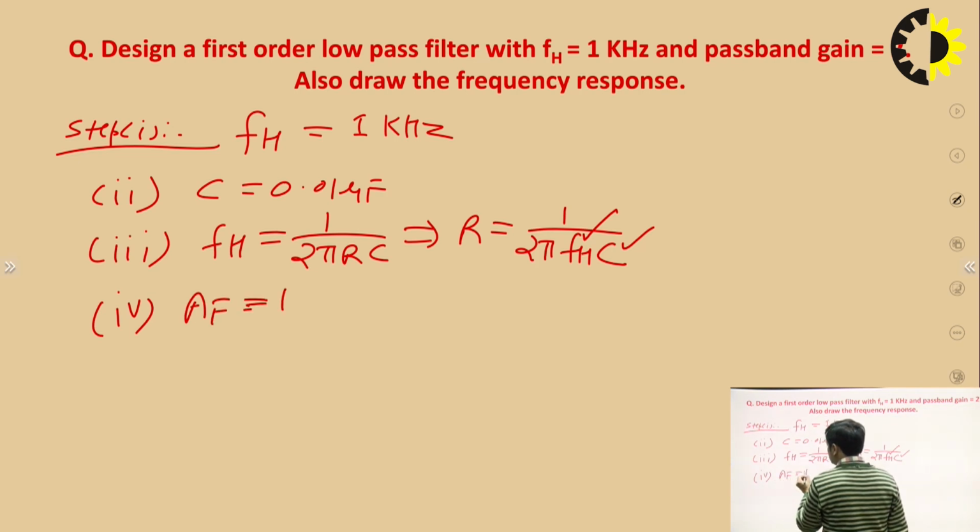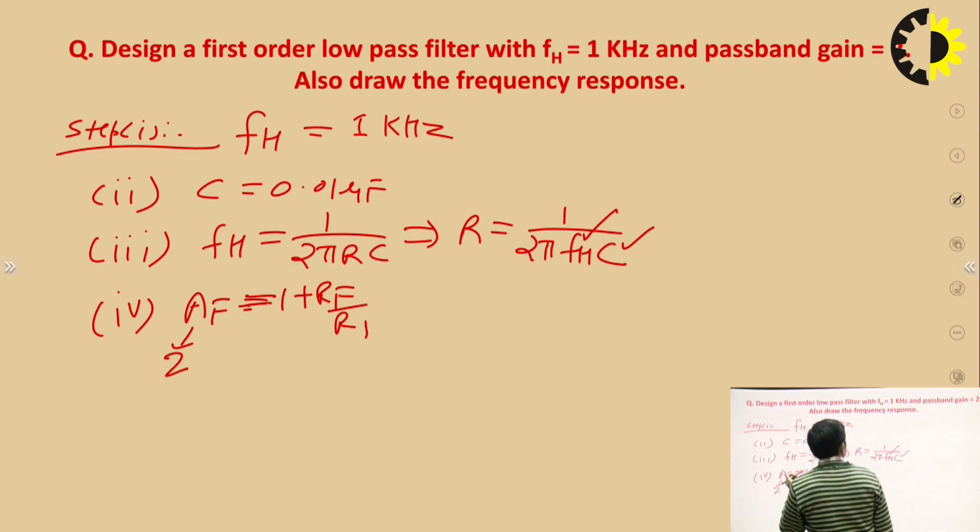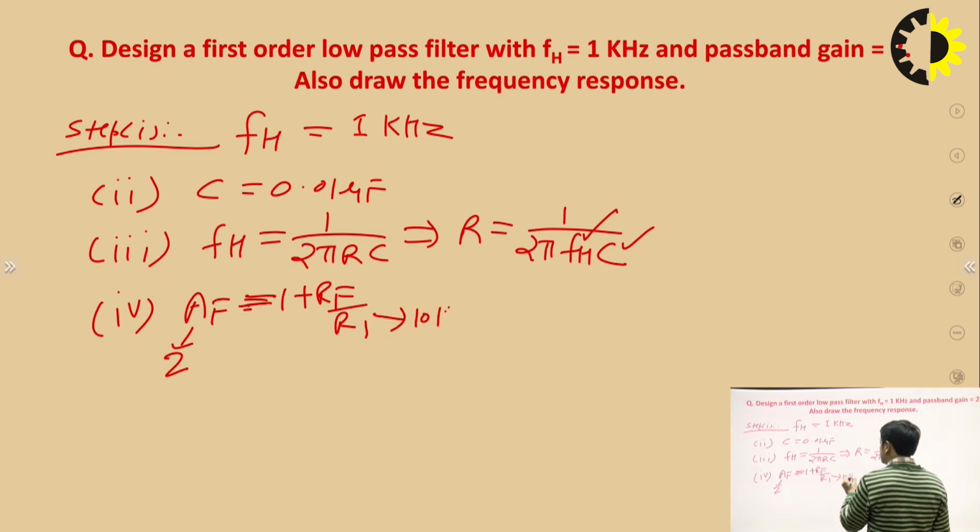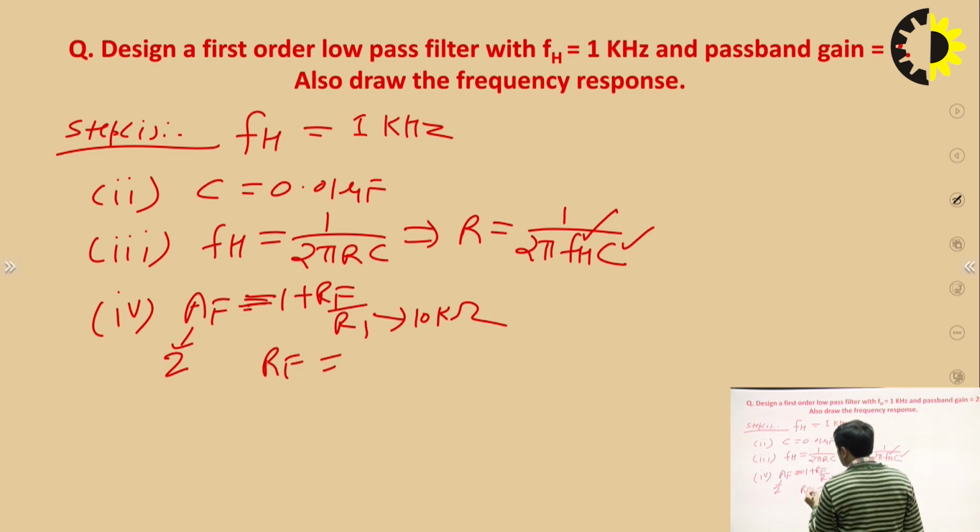AF is equal to 1 plus RF upon R1. Right? AF is equal to 2 in the equation, it is given pass band gain. And let's say R1 is equal to 10 kilo ohm. So what will be RF? From this equation, RF will be equal to R1, that is RF will also be 10 kilo ohm.